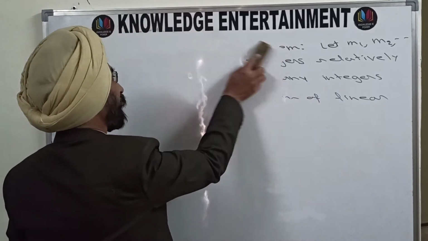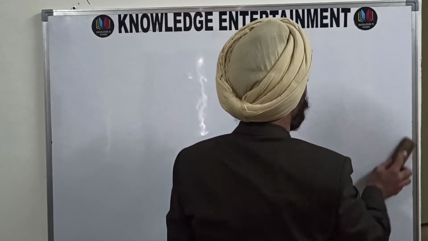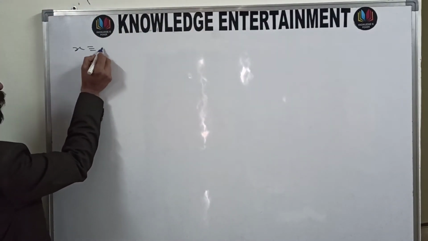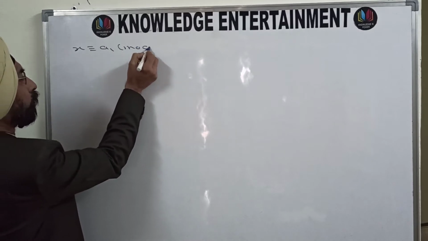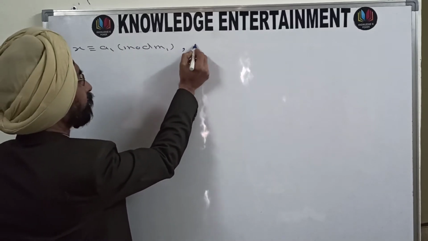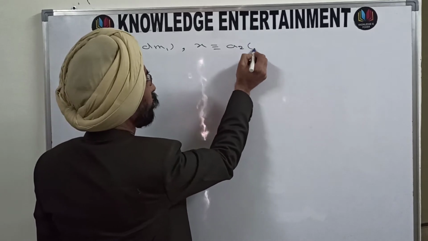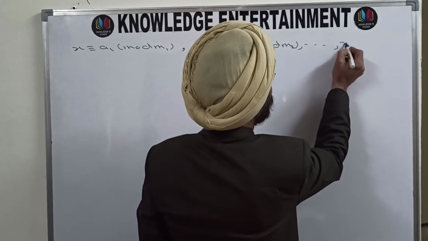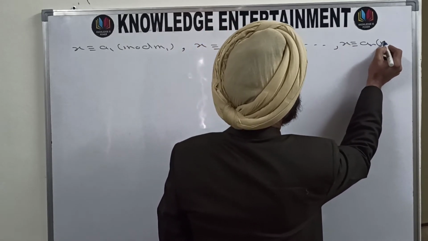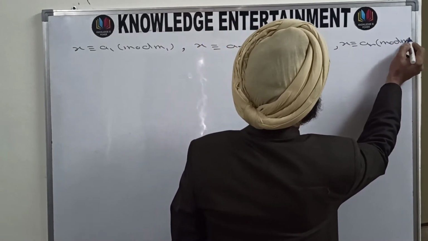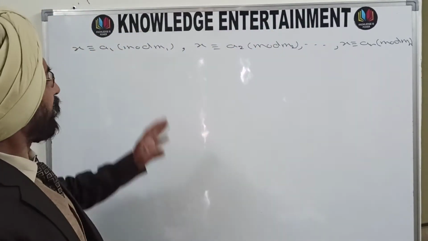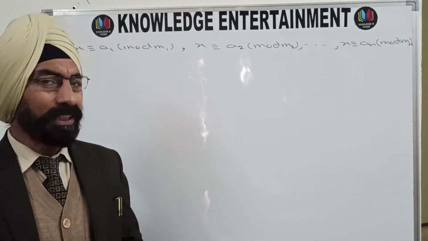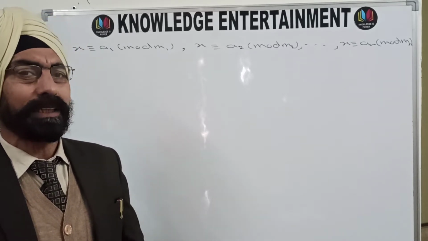So what are we given? We are given a system of linear congruences: x is congruent to a1 mod m1, x is congruent to a2 mod m2 and so on, x is congruent to an mod mn. This is given to you. Where these m1, m2, mn are positive integers which are relatively prime to each other in pairs.